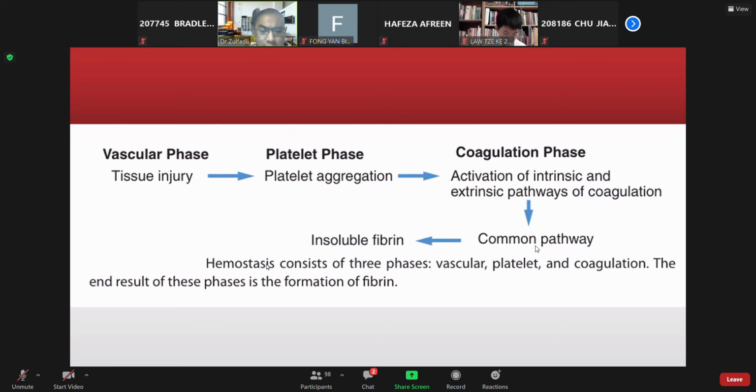So hemostasis is the terminology used to stop the bleeding, okay, to stop the bleeding. And from the platelet aggregation and also the blood coagulation cascade activation, it will also build up the fibrin, to make what we call a net to stop the blood from coming out from that particular area.